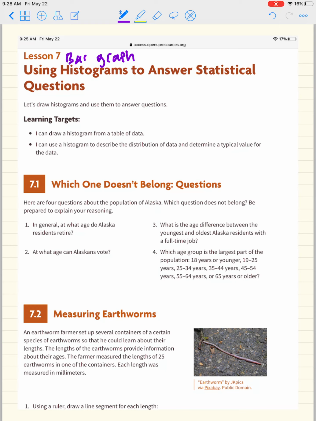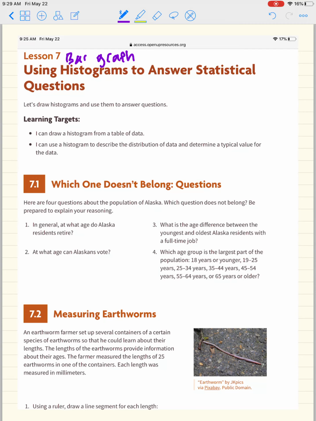So number 1 says, in general, at what age do Alaska residents retire? Number 2 says, at what age can Alaskans vote? Number 3 says, what is the age difference between the youngest and oldest Alaska residents with a full-time job? And number 4 says, which age group is the largest part of the population? 18 years or younger, 19 to 25, 25 to 34, 35 to 44, 45 to 54 years, 55 to 64 years, or 65 years or older.